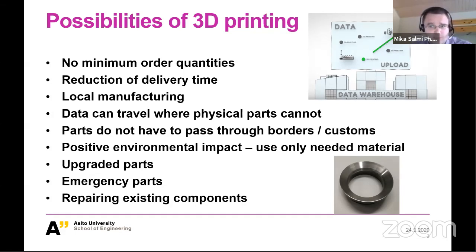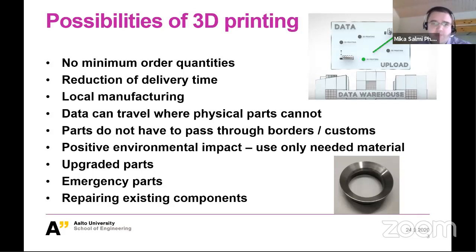And also, if you think about the fundamentals of 3D printing, it's basically building parts layer by layer, so you use only the material that you need. So it might have a positive environmental impact. And of course, when you're making parts, you can improve the design for the next part. So basically you can upgrade the parts, for example, upgraded spare parts.